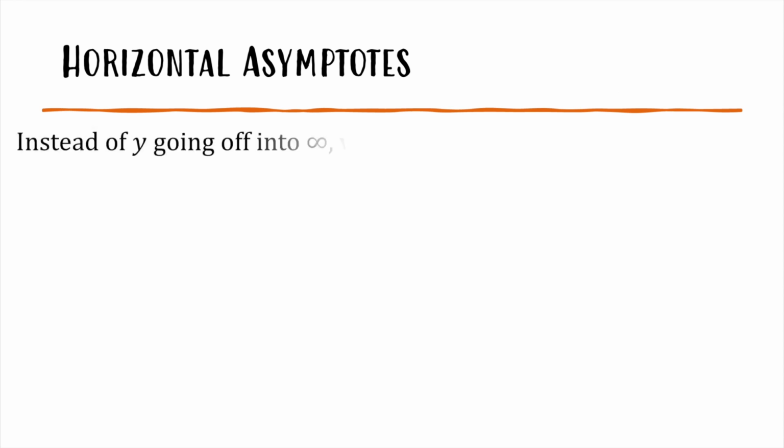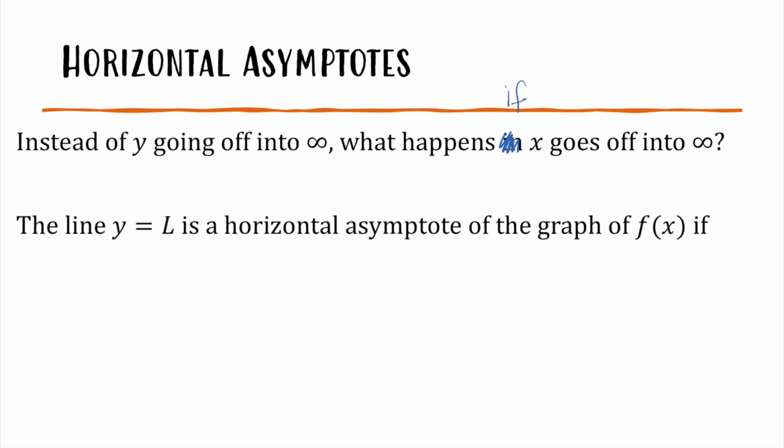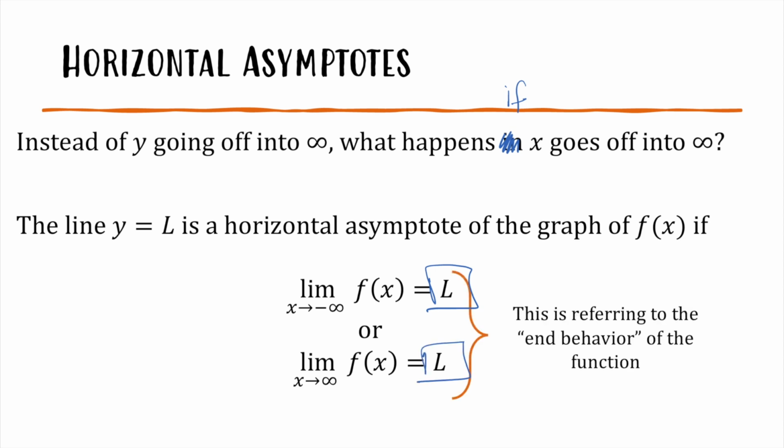Now we'll talk about horizontal asymptotes. So instead of y going off into infinity, what happens if x goes off into infinity? It should be an if. Typo, sorry. The line y equals L is a horizontal asymptote of the graph of f of x if the limit as x approaches negative infinity of f of x is going towards some number, or as x approaches positive infinity, the graph is going towards some number. This is referring to the end behavior of the function.